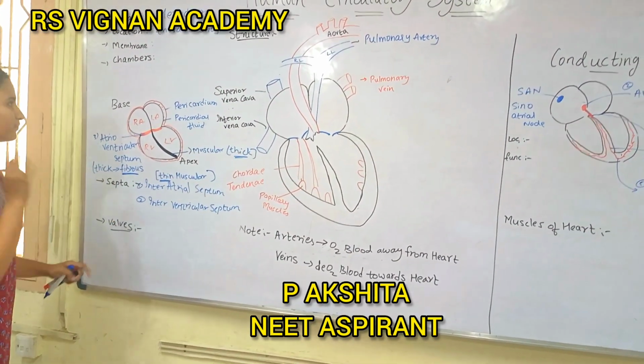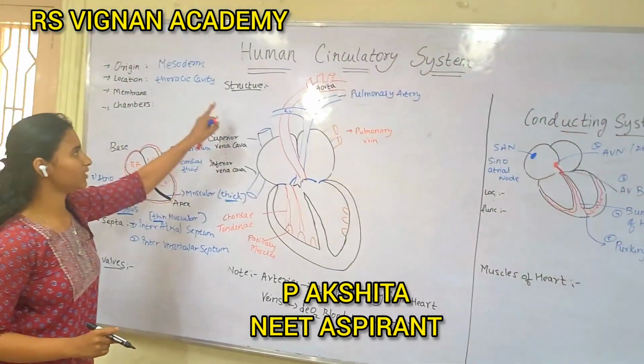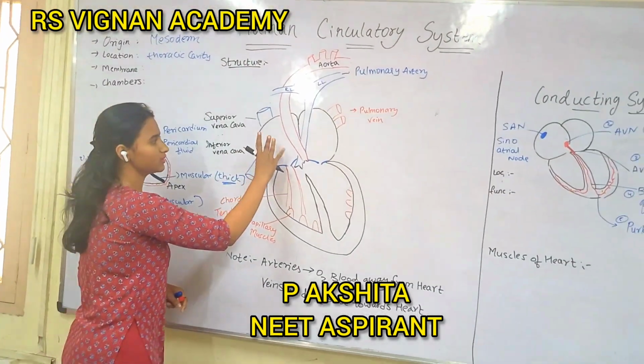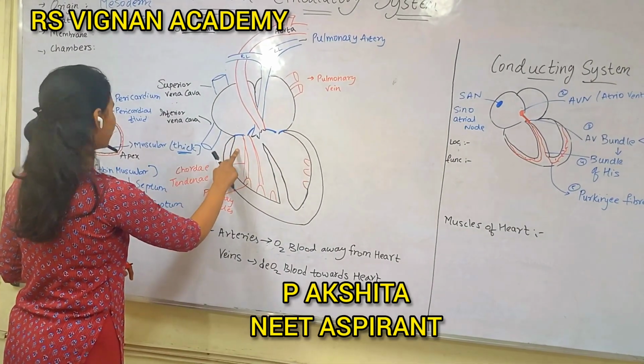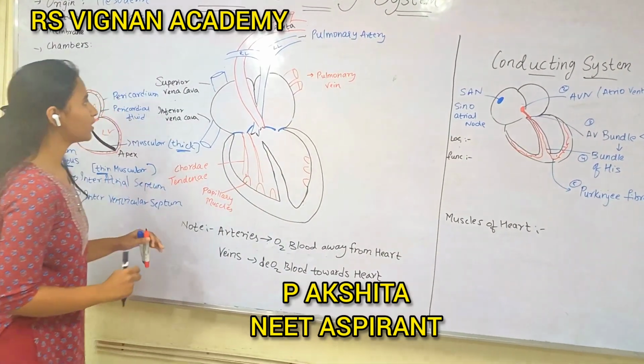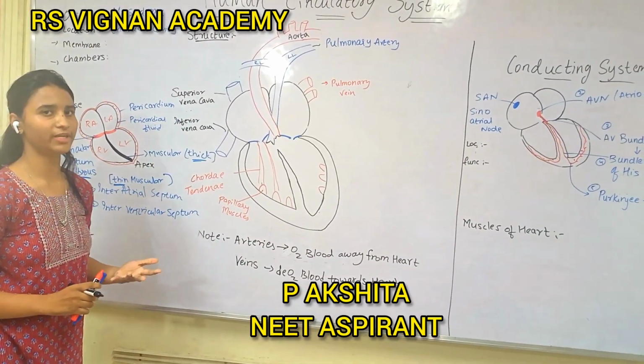Now what are the valves? Before knowing the valves, let's just see the internal structure. As you know, this is the right atrium, this is the left atrium, this is the right ventricle and this is the left ventricle. Now we'll just see the flow of the blood. How is blood being purified in our heart?